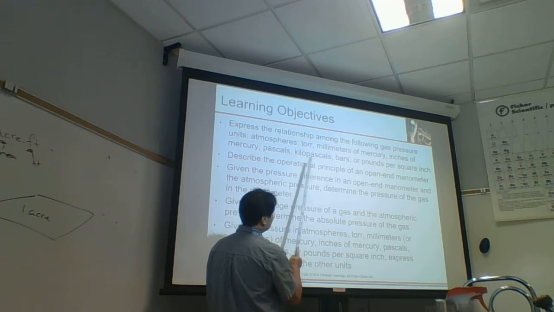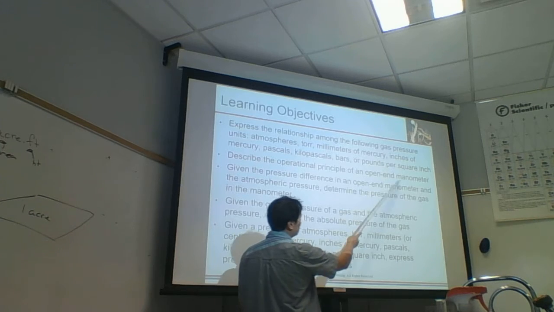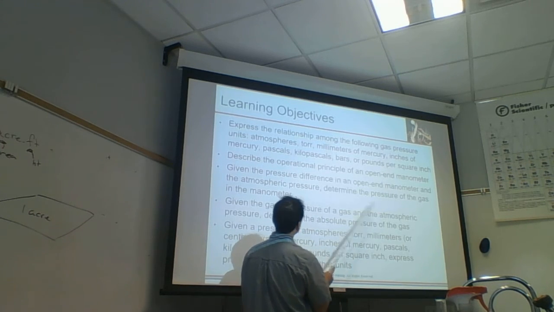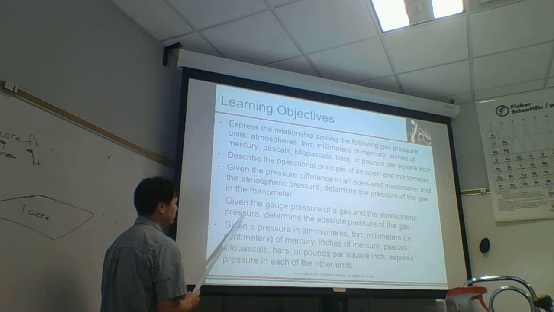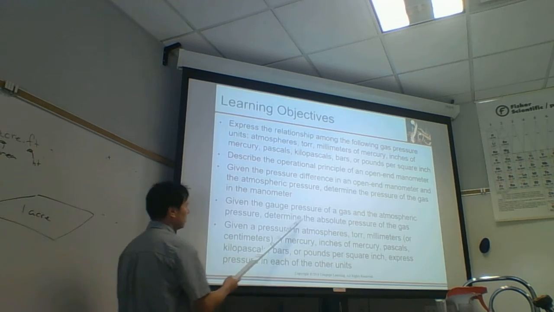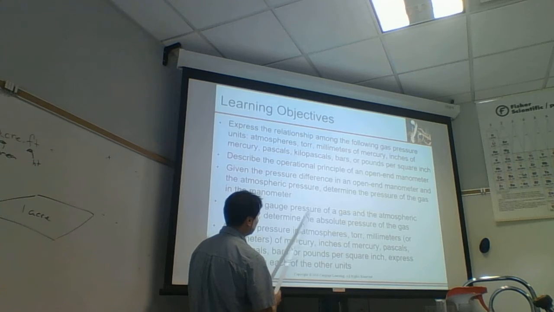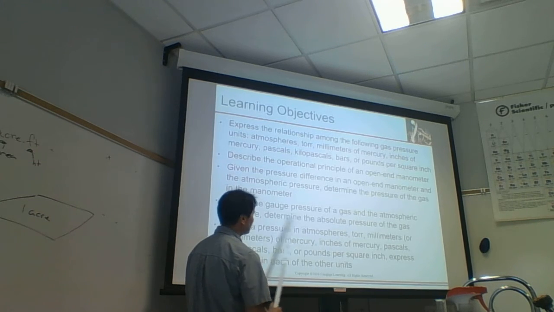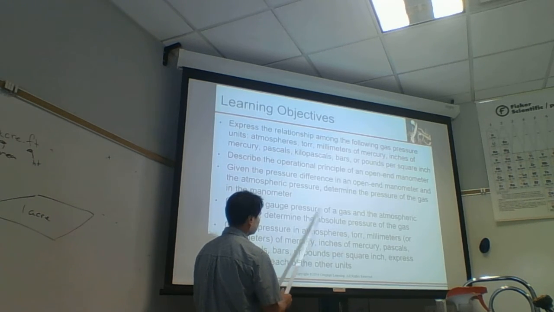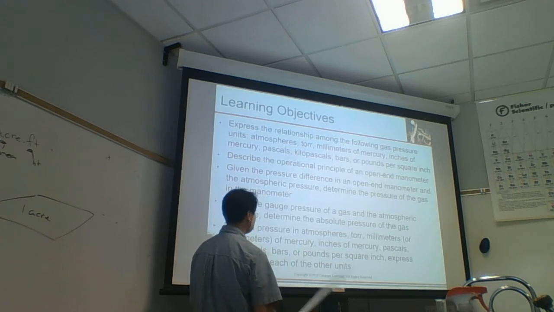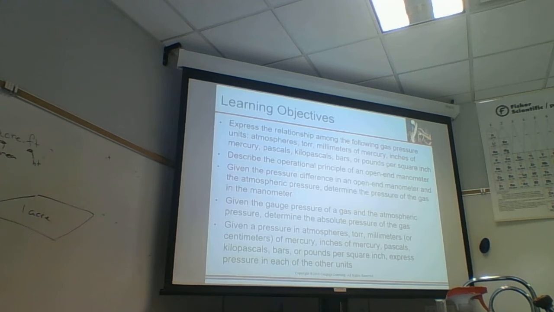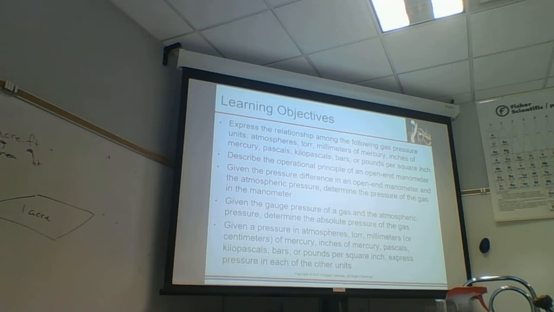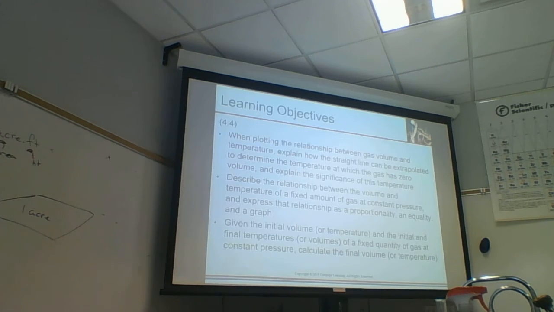Describe the operation. There are two ways of measuring pressures. We could use a manometer or we could use a barometer for measuring pressure. So we talk about manometers, barometers. We'll talk about gauge pressure and atmospheric or absolute pressure. So gauge pressure versus absolute pressure. We'll learn about converting from one unit to another unit. These are too long. I just wish they'd just have the key words in the learning objectives.